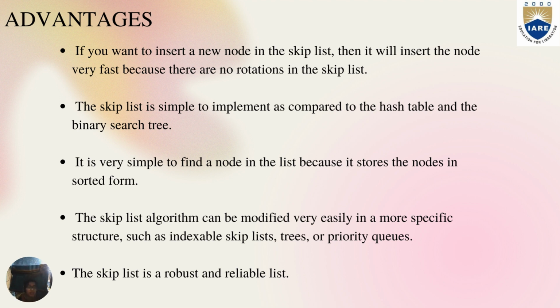The skip list algorithm can be modified very easily into more specific structures such as indexable skip lists, trees, or priority queues. The skip list is a robust and reliable list. So these are the advantages of using skip lists. Mainly, it helps us in insertion, deletion, and searching because of its sorted nature and maintaining levels. Moreover, its node generally contains much more information when compared to a linked list, and it is a double-edged sword because we can have an advantage from that too.